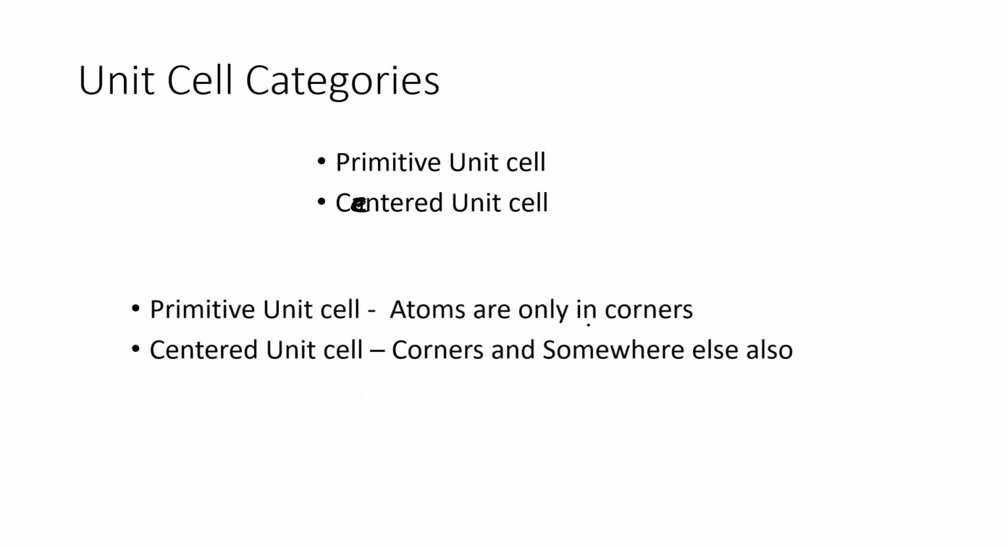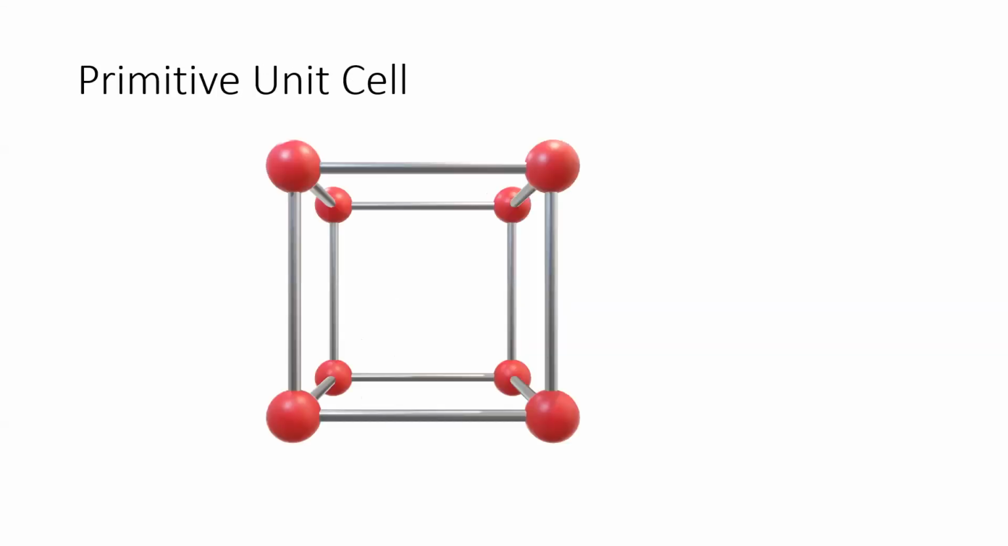So unit cell categories. We know that there is a primitive unit cell, and then the centered unit cell. So what is a primitive unit cell? Atoms are only at the corners. But in a centered unit cell, apart from the corners, atoms are present somewhere else also. That is what a centered unit cell is. Here is an example of a primitive unit cell. It has 8 corners: 1, 2, 3, 4, 5, 6, 7, 8. So totally 8 corner atoms are there.